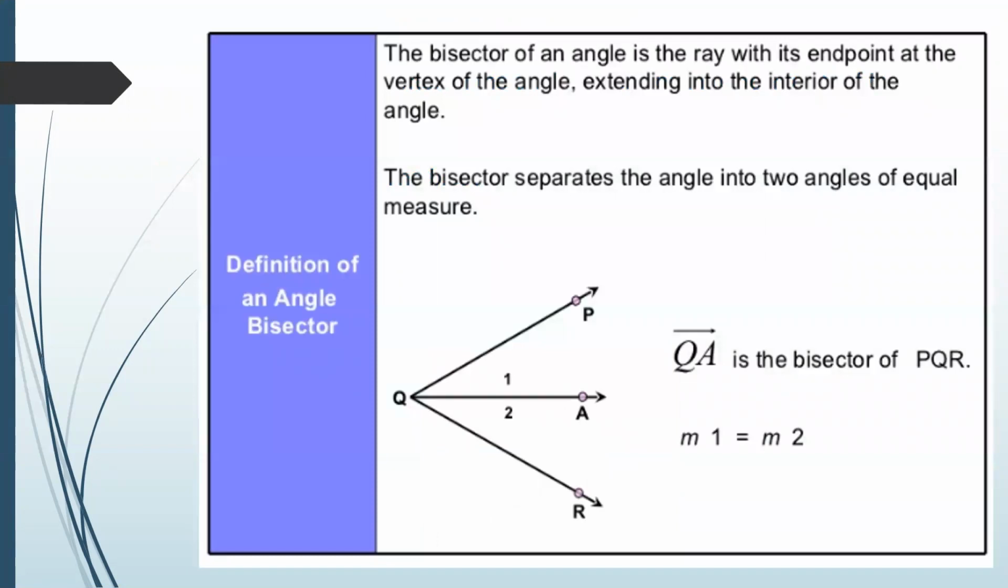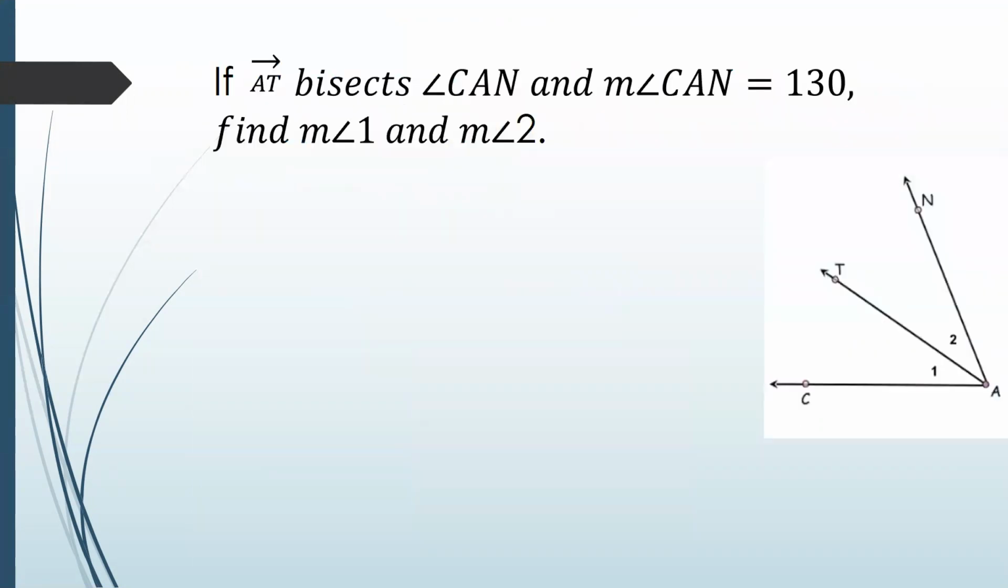So here's our textbook definition. So here we have an angle. It's telling us that QA is the bisector of PQR. What that really means is that angle 1 is congruent to angle 2. So it's just separating the big angle into two angles of equal measure.